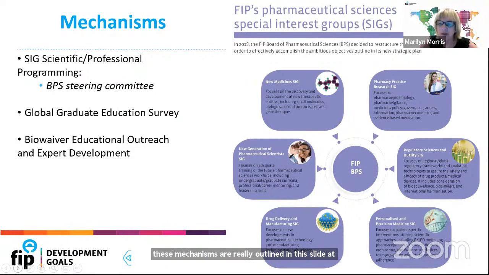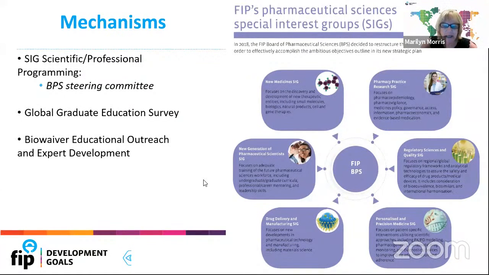Through the Board of Pharmaceutical Sciences, we have established special interest groups that address scientific and professional programming to really assist experts in developing experts in the field. There are 6 different special interest groups. These include new medicines, pharmacy practice research, which is very active, regulatory sciences and quality, personalized and precision medicine, drug delivery and manufacturing. Again, different areas, different disciplines in the pharmaceutical sciences.